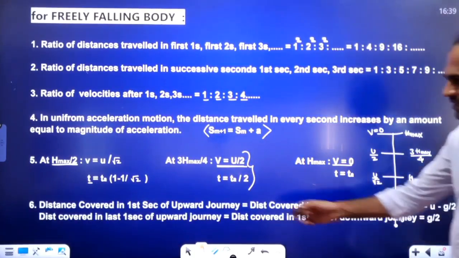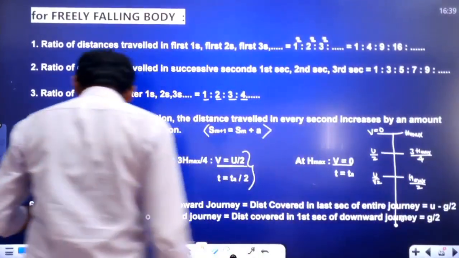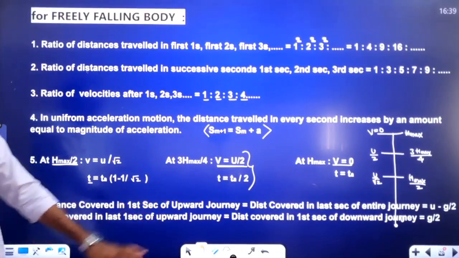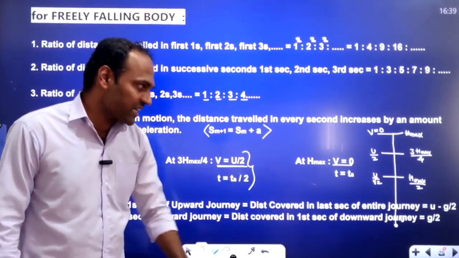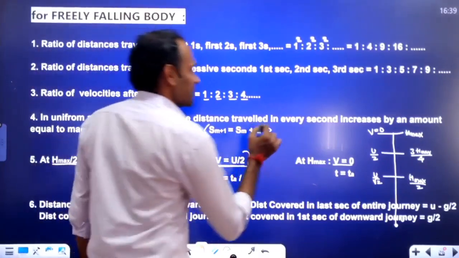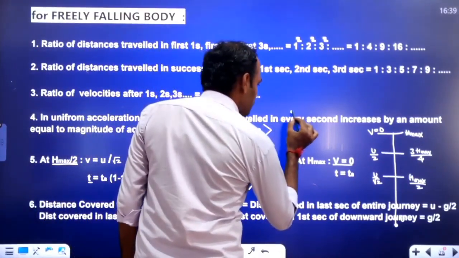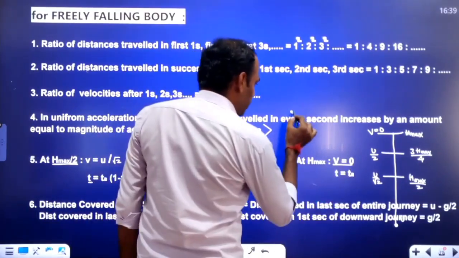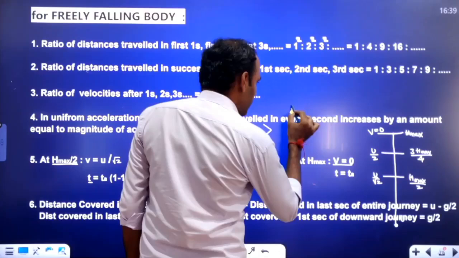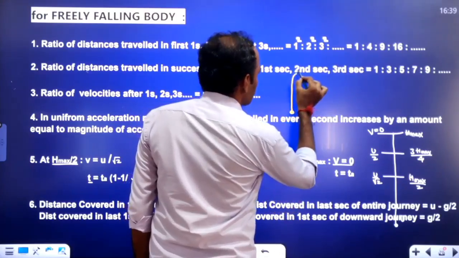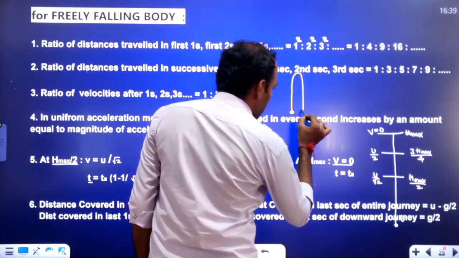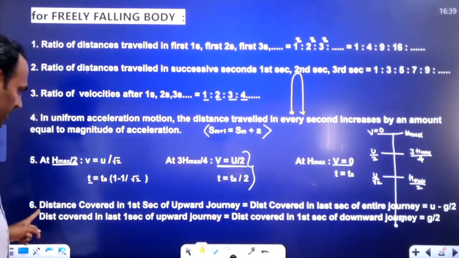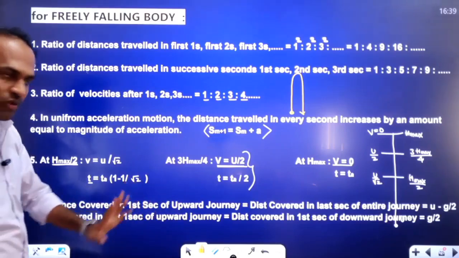Okay. Next, the sixth last point: distance covered in the first second of the upward journey is equal to the distance covered in the last second of the entire journey. So what does this mean? If I have thrown a ball from this point, let me take some different color, it will go upwards, reach the maximum height and come downwards. So this is the upward motion, this is the downward motion. What is this point suggesting? Distance covered in the first 1 second of the upward journey.